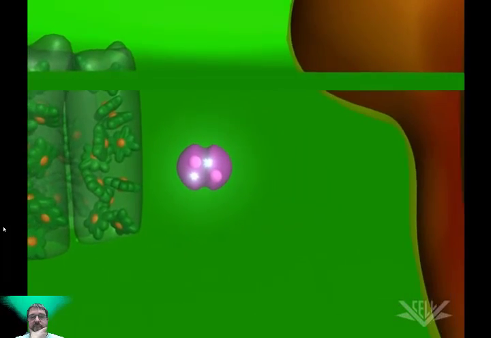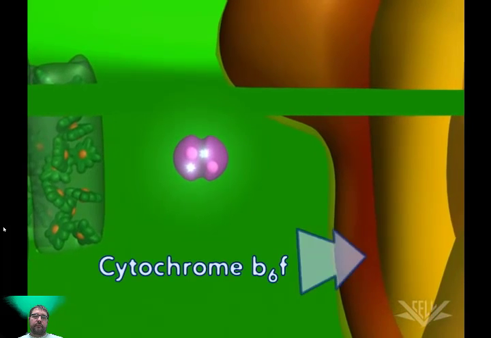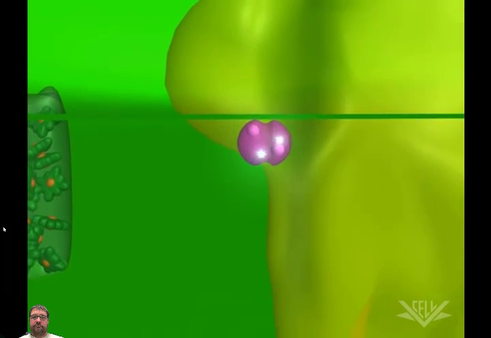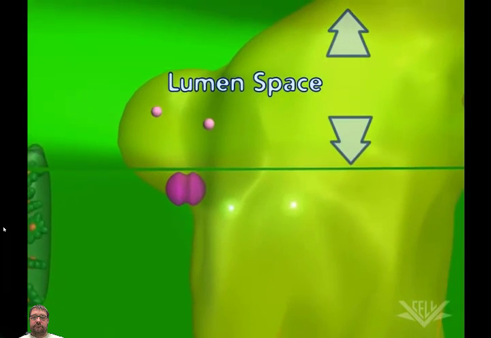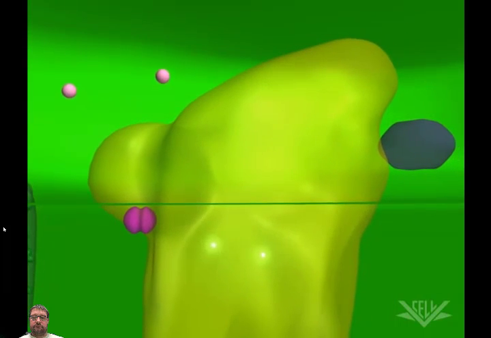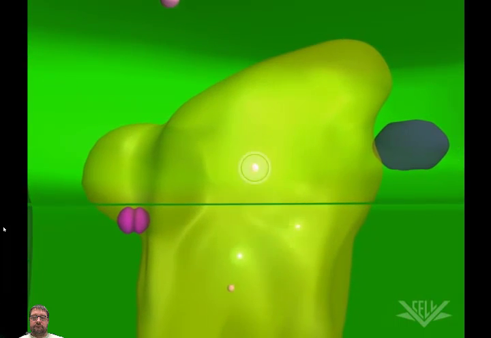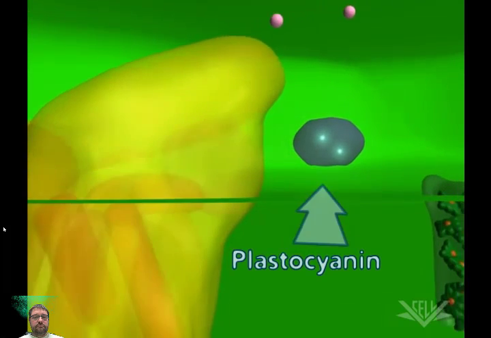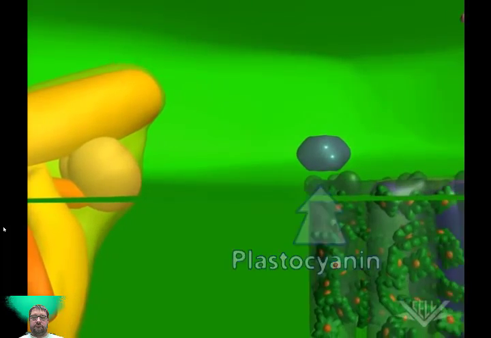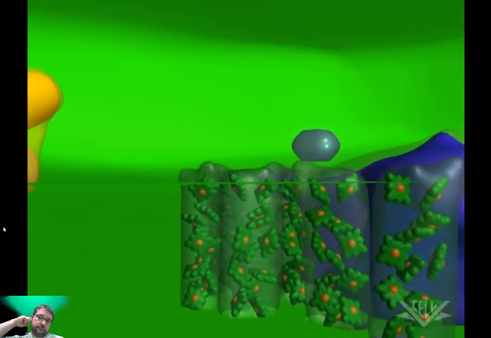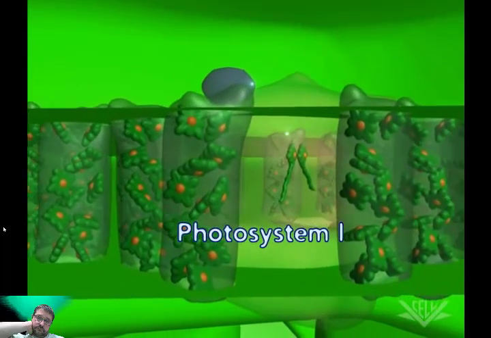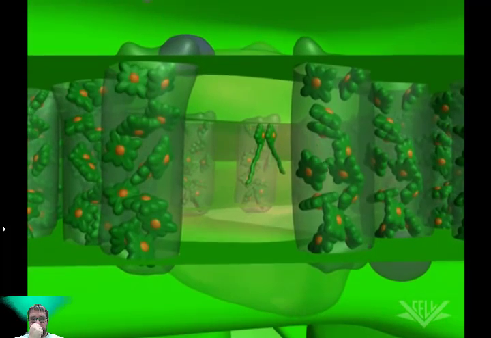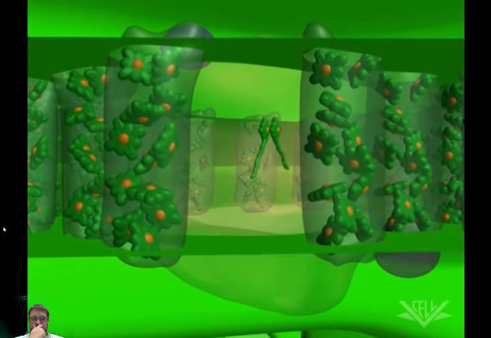Plastoquinone QB then transfers the 2 electrons to the cytochrome B6F complex. The 2 protons it picked up are released into the lumen. These transfers are coupled with the pumping of 2 more hydrogen ions into the lumen space by cytochrome B6F. The electrons are next transferred to plastocyanin, another mobile carrier. Next, the electrons are transferred from plastocyanin to the photosystem I complex. It is here that photons again energize each electron and propel their transfer to ferredoxin.